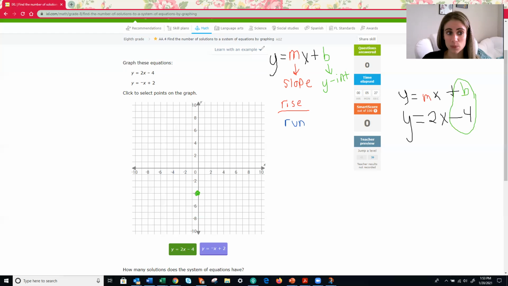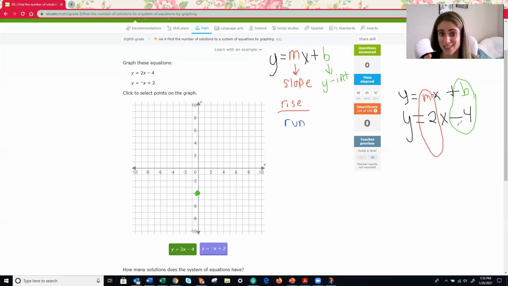Now to get our second point, we need to use our slope. This slope, remember, is not an ordered pair. It's an m, it's a movement. It's that rise over run. In this case, our slope is 2. But you may be thinking, hold on, Mrs. Ailstock, you said slope is rise over run, which means it's a fraction. What do we do if it's not a fraction?